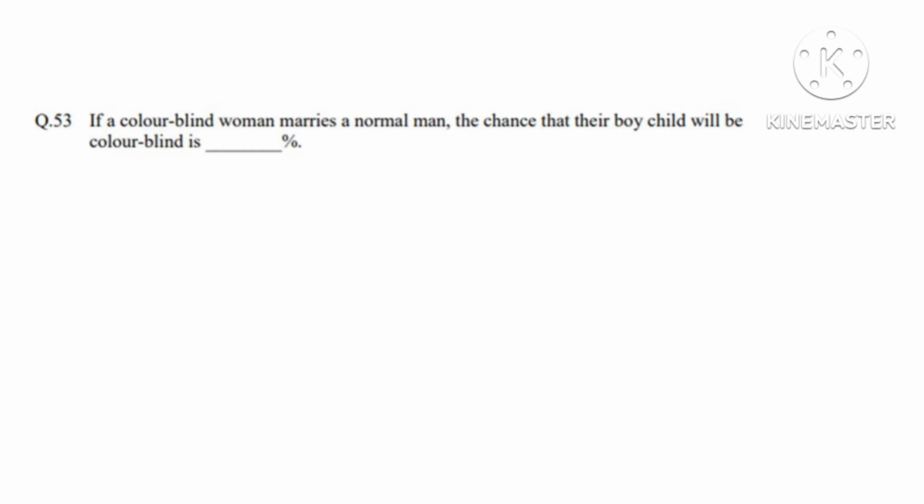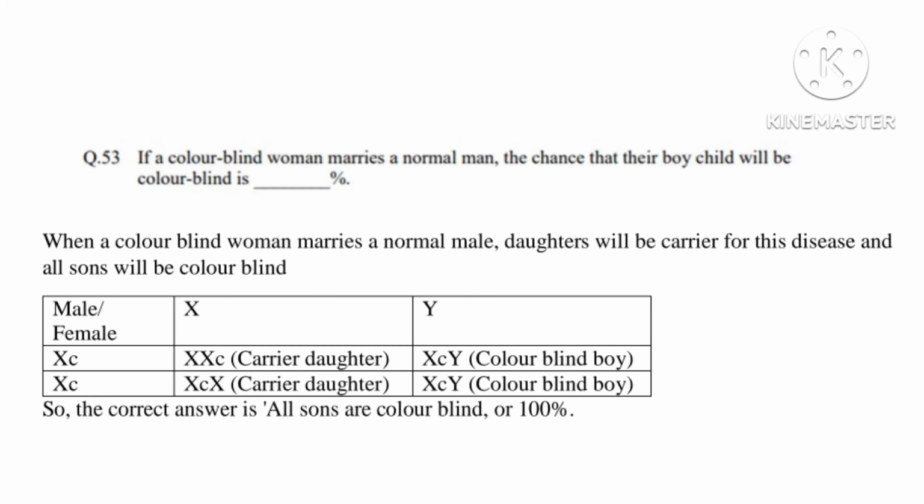In this problem, you have to predict the percentage of colorblind boy child that will be born if a colorblind lady marries a normal vision man. When a colorblind woman marries a normal male, daughters will be carriers for the disease and all sons will be colorblind or affected. Look at this table and you will realize that in the case of a boy child, the X chromosome always comes from the mother only, which carries the colorblind allele. So the correct answer is all sons will be colorblind, or 100% affected.